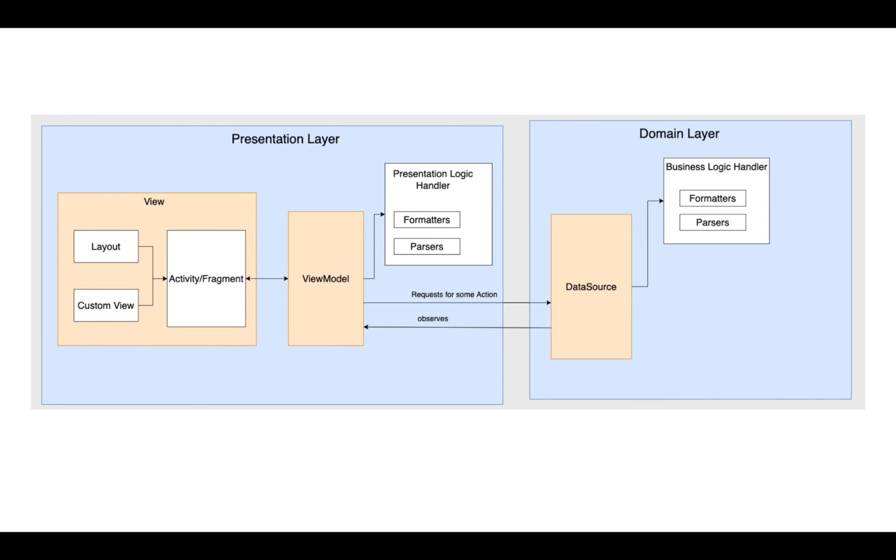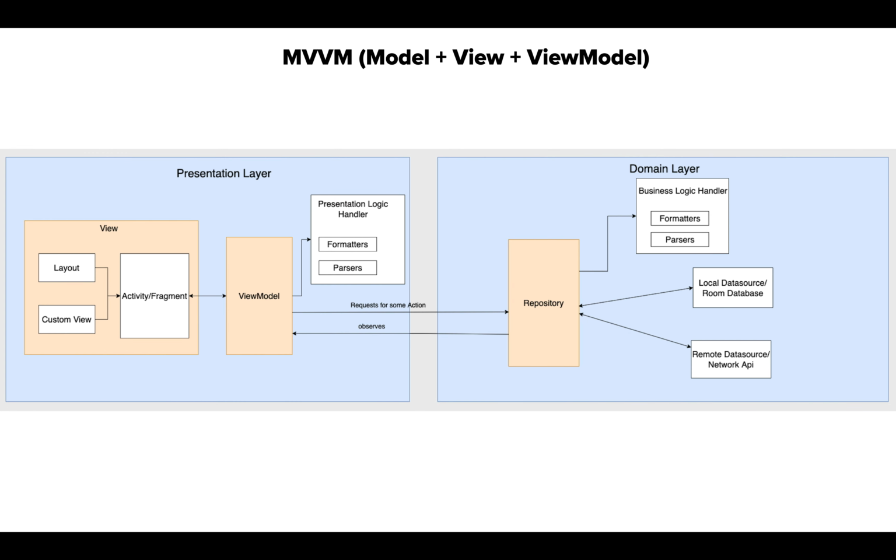Then again we found there are some scenarios where I had to use a local data source or a database, like a Room database, instead of a network call. And also in some cases we need to use both. So I found that the code inside the data source became big. Then again I created another layer that is known as repository.